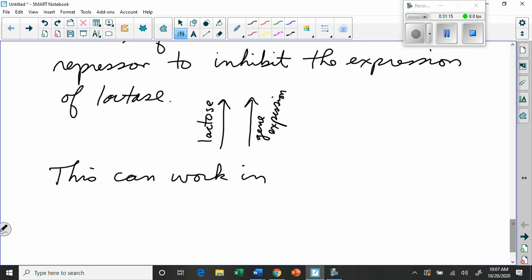Lactose. The lactose is the sugar. The lactase are the enzymes that the gene makes to break it down, right? So as lactose goes up, the gene expression for lactase goes up, and then that helps to bring it back down. Remember I talked to you about equilibrium, keeping everything in balance? That's what's happening here, right? All right, this can work in the opposite way.